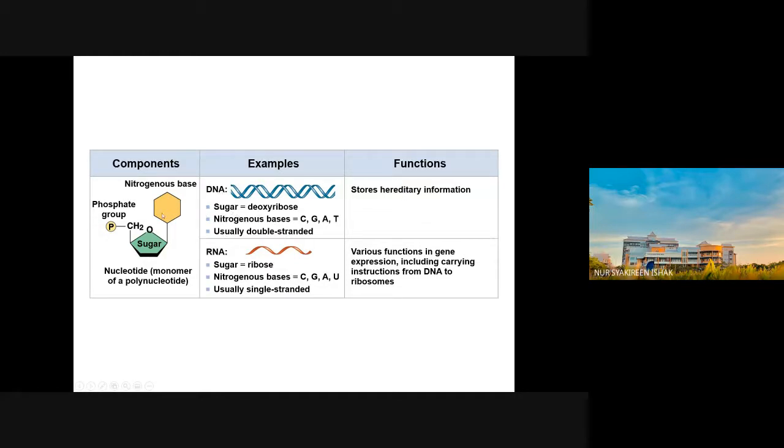Okay, so the bases, there are four types, which is cytosine, guanine, adenine, thymine. There are four DNA. Okay, so they are usually double-stranded. For RNA, okay, ribonucleic acid, so the bases is the same except for thymine is replaced by uracil. Okay, cytosine, guanine, adenine, and uracil. So they are usually single-stranded.